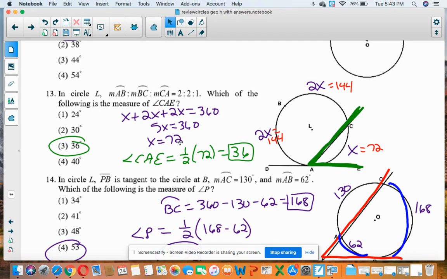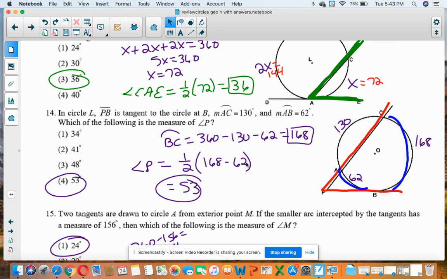Then I go back and I substitute to find all these arcs. So 2 times 72 is 144, 2 times 72 is 144, and this is just x, so this is 72. And the question they want me to find is this green angle right here, angle CAE. It looks like an inscribed angle. It's not an inscribed angle, but it actually has the same exact rule as an inscribed angle, in that it's half the arc. So half of 72 is 36.